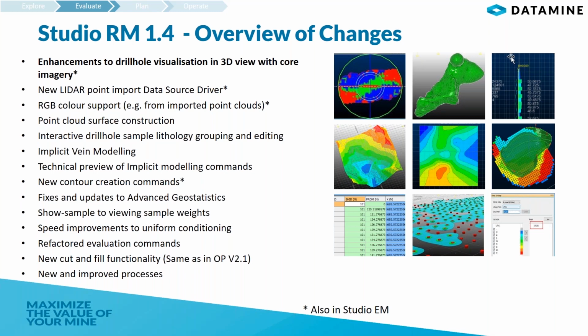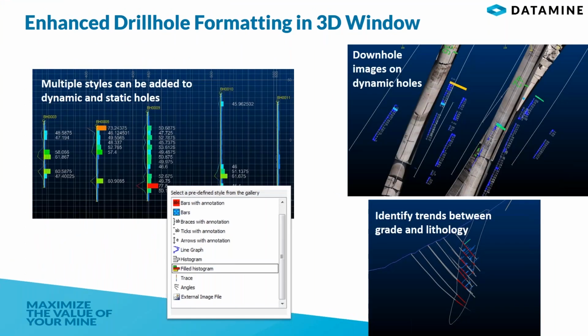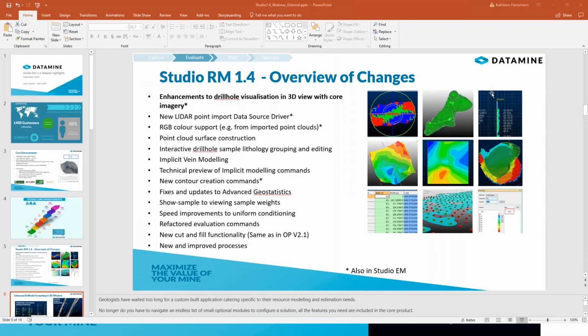What we've allowed is multiple types of views to be allowed down the hole at the same time. So what this means is you can look at perhaps labels and downhole histograms, which might be lines and/or bar charts, at the same time. And also we've allowed 3D referencing of downhole core images.